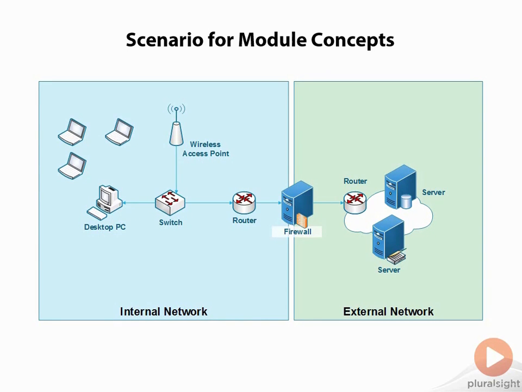Okay, so let's get started by looking at the scenario that we'll use throughout the module. We have our network that's comprised of some desktop PCs, a switch and a router, a wireless access point, some laptops, some wireless devices, rather, wireless laptops, and then, of course, some desktops and so forth, connected via a firewall to the outside external network.